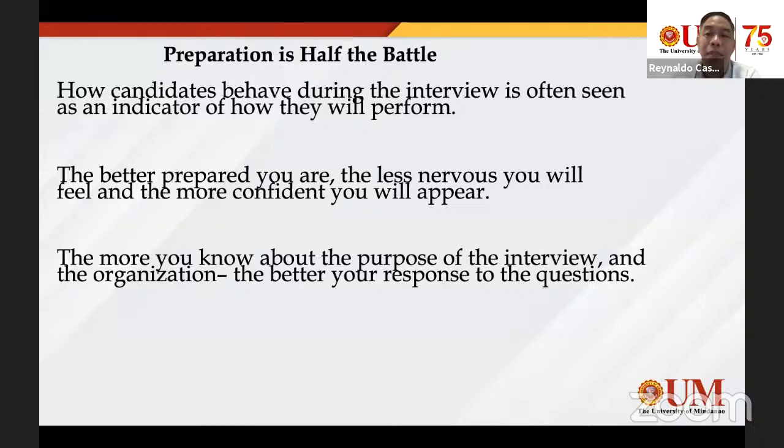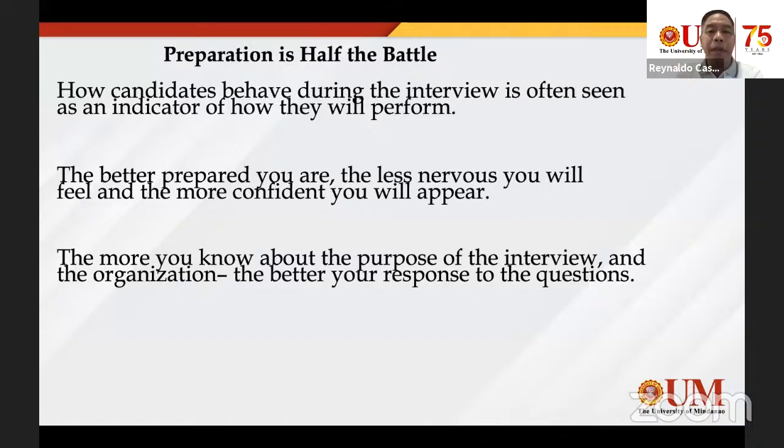So again, why is the interview important? Because there's a general impression that how candidates behave during the interview is often seen as an indicator of how they will perform. The way that you act and the way that you respond to questions give a clearer picture to the potential employer of how you are going to perform the job, whether you can perform it or not.